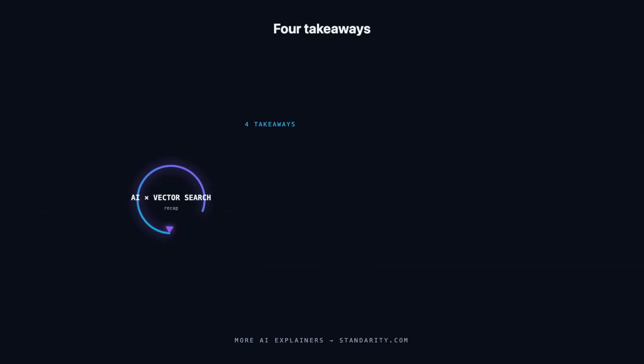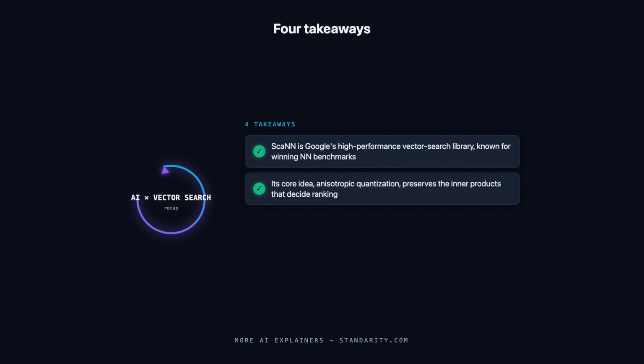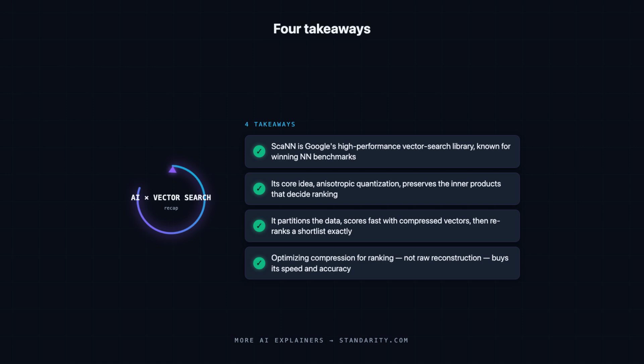Alright, let's gather the key points together. ScaNN is Google's high-performance vector search library, known for winning nearest neighbor benchmarks. Its core idea is anisotropic quantization, weighting error along the vector's direction to preserve the inner products that decide ranking. It partitions the data, scores candidates fast with compressed vectors, then re-ranks a short list exactly. Optimizing compression for the ranking, not raw reconstruction, is what buys its speed and accuracy.